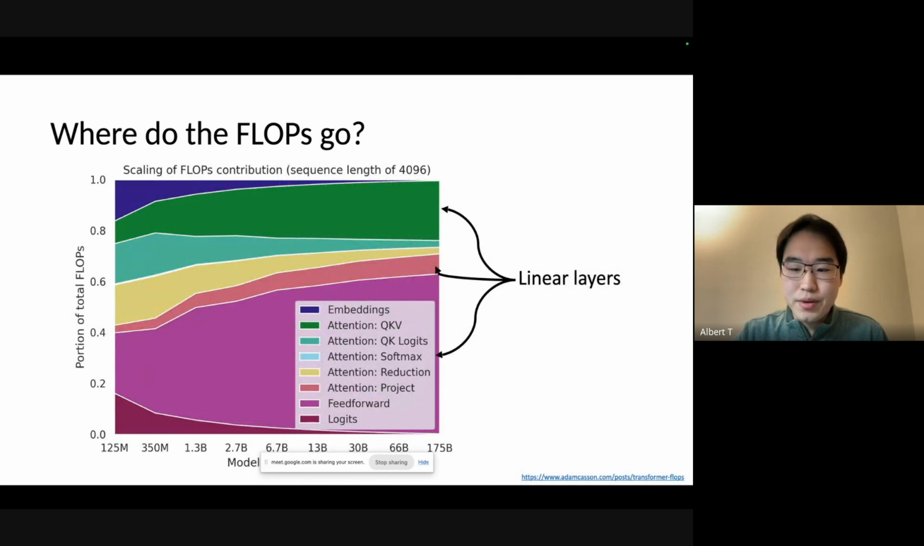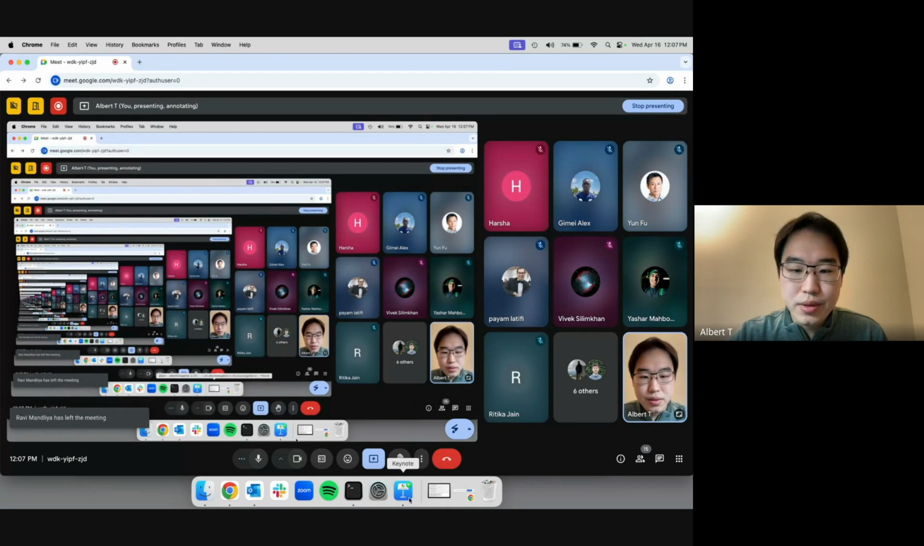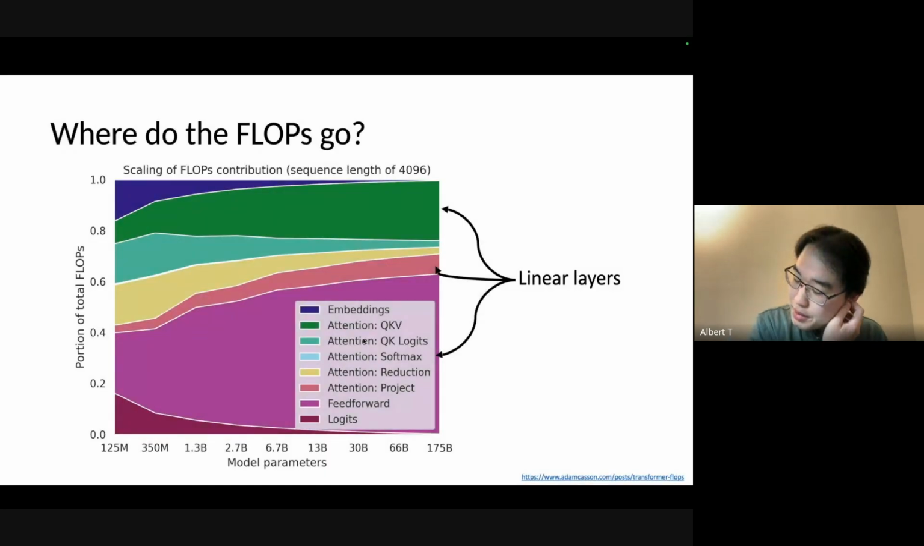This is a nice plot from Adam Casson, and he analyzed where all the flops went in a pretty standard transformer setup, as the parameters go up, and also for a fixed sequence length of 4K. The linear layers are basically this green bar, a salmon colored bar, and also this purple bar. As you can see, as we go towards the 100 billion parameter scale, almost all the flops are in the linear layers. So it makes sense that if we can somehow accelerate the linear layers and leave everything else in its native precision, we can get a pretty good speed up and hopefully not sacrifice too much quality.